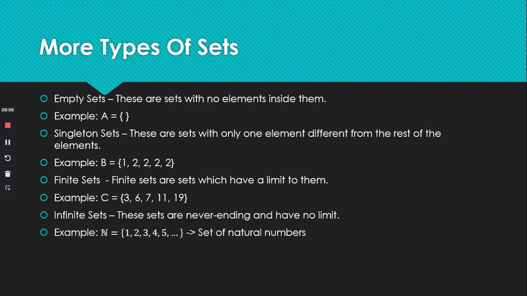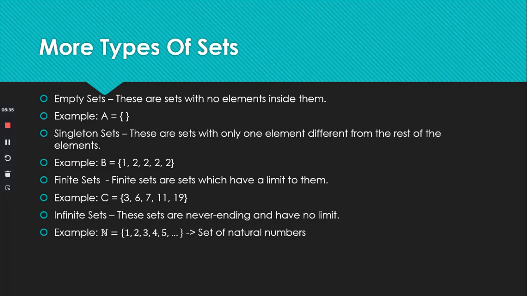Here's more types of sets. Empty sets. These are sets with no elements inside them. So here the example, A is equal to, you only see 2 curly brackets. There's nothing inside it. If there's nothing inside it, you can consider it an empty set. Empty sets are also called null sets. And null sets are also called phi. Phi is the Greek letter phi. It'll be in the PowerPoint later. But we can move on to the next one now.